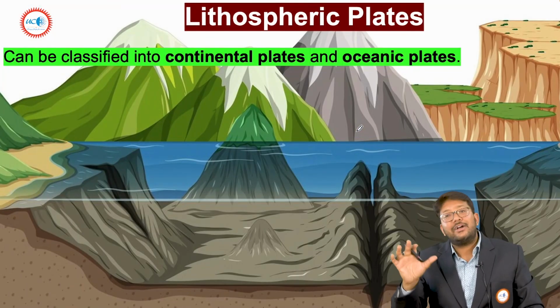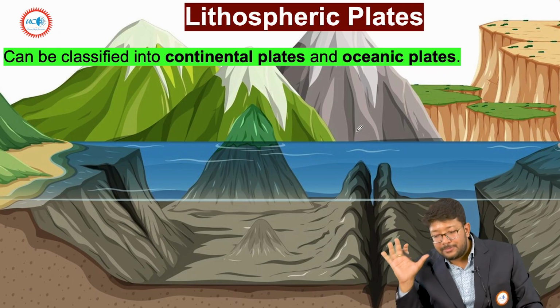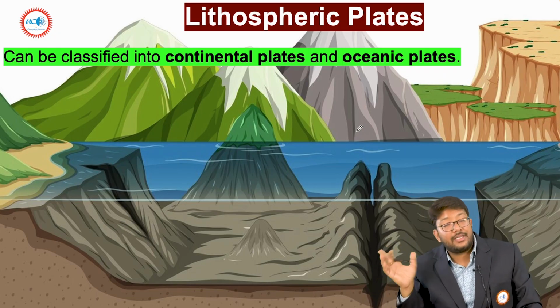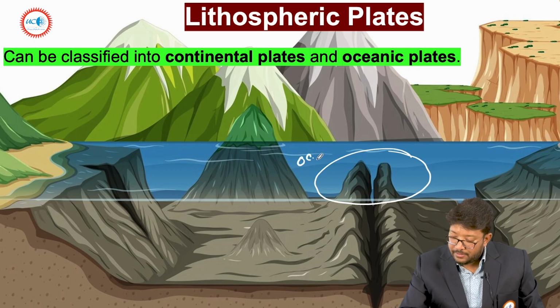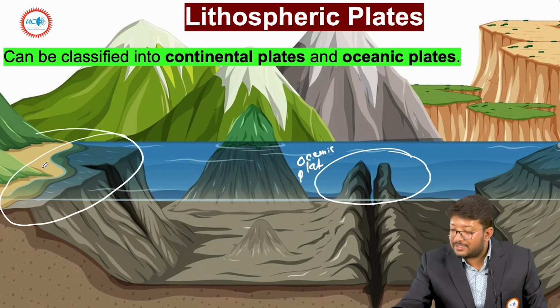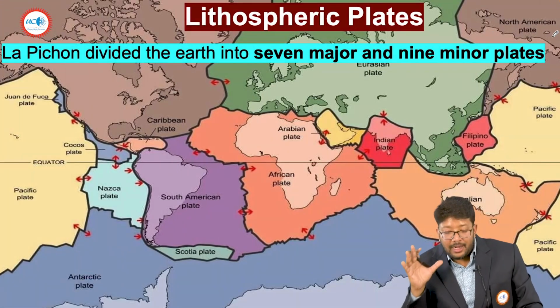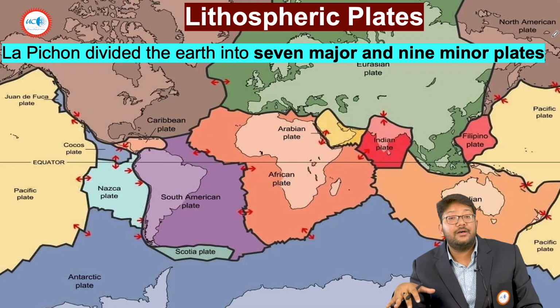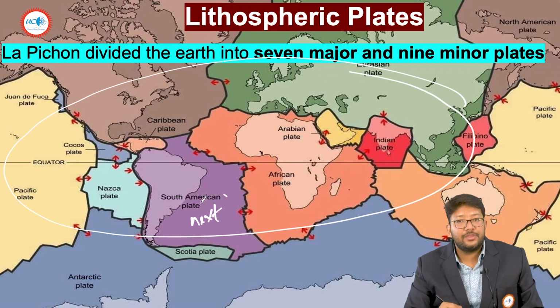Fine. So what is the lithosphere? It is the outer rigid layer. This plate can be classified into continental plate as well as oceanic plate. In this diagram, let me show you, this is our oceanic plate and this is our continent. When two continents are colliding, that is called continental plates. La Pichon divided the earth into 7 major and 9 minor plates, as you can see here. We will talk about this in the next video, so stay tuned.